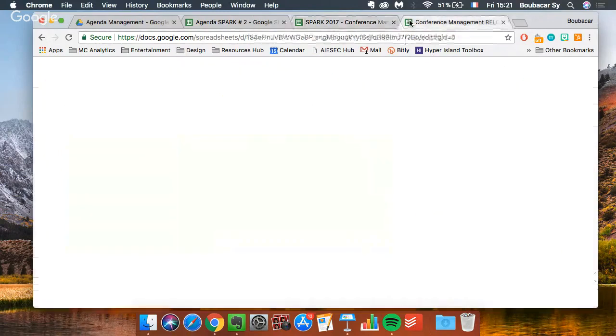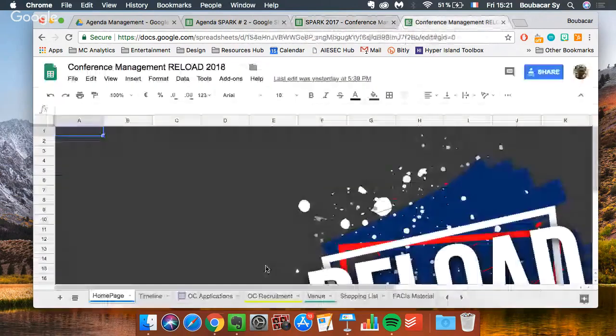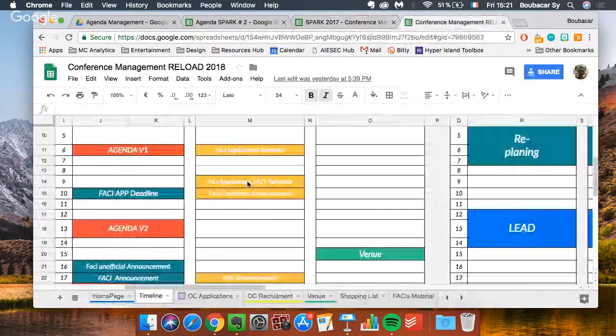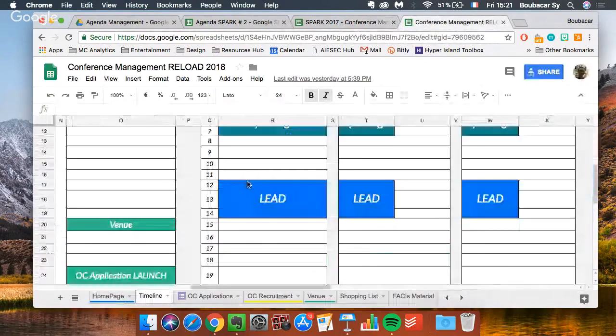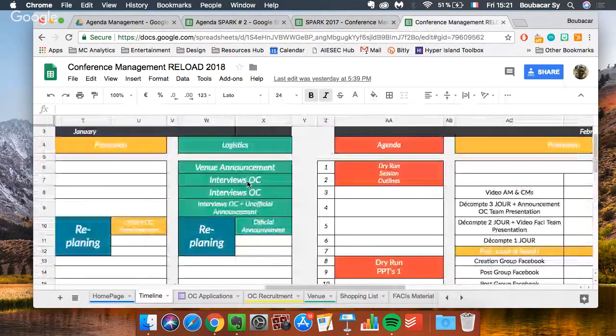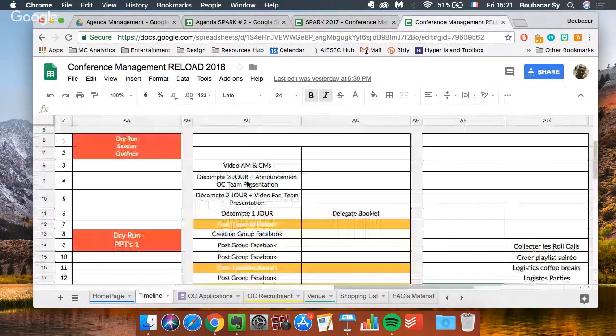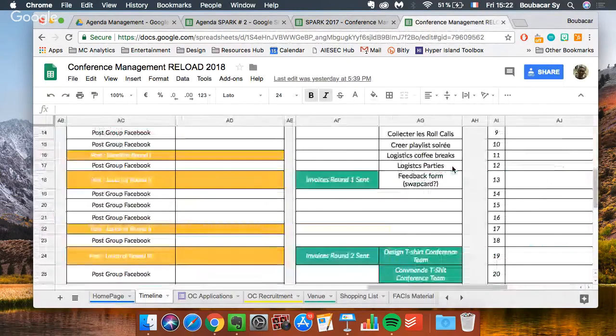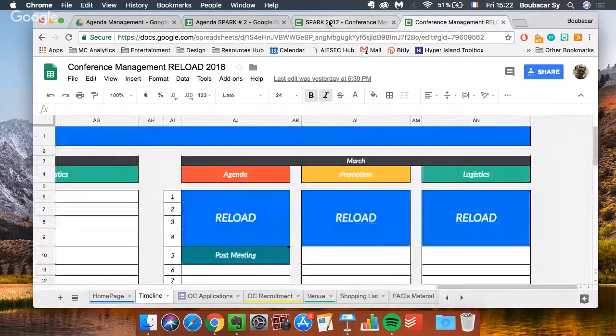So I wanted to show you this. Here you have the timeline for all agenda, promotion, and logistics each time. You should have a document like this that tells you what the different activities are that should be happening for everyone. And with the invoices that I was telling you about the month before, and the conference was here. So yeah, then the budget.